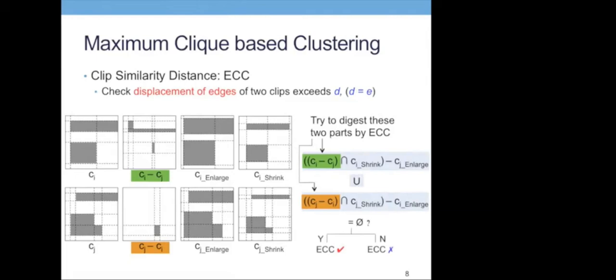After computing the similarity distance between each pair of clips, we can build the association graph G. In the graph G, the node set is the clip set. If two clips CI and CJ can be assigned into the same cluster, there's an edge. For two connected clips, if their distance is less than the similarity requirement, this edge is called direct edge.